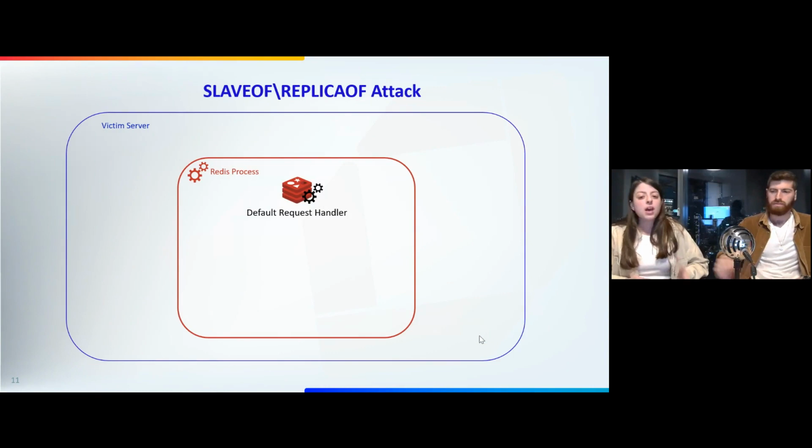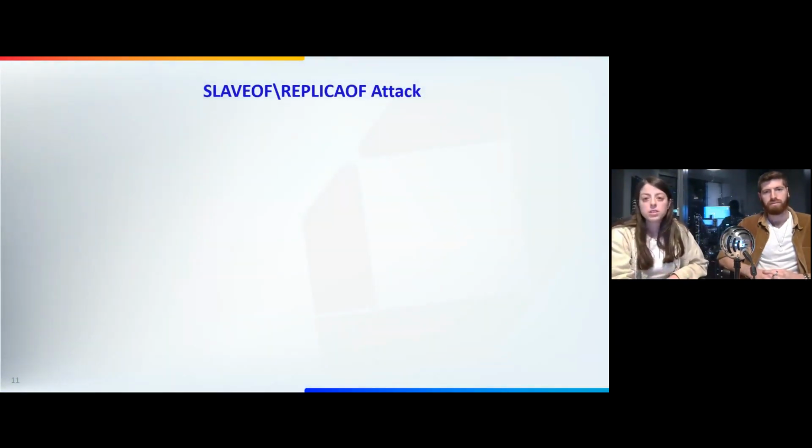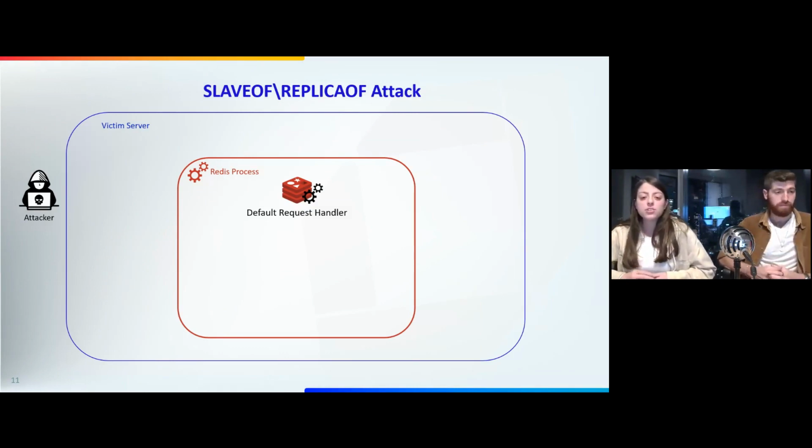As you can see, we have the victim server, with the Redis server colored in red. The attacker scanned the network and identified our misconfigured Redis server. He connects to it anonymously and gains the ability to execute commands on our Redis server.